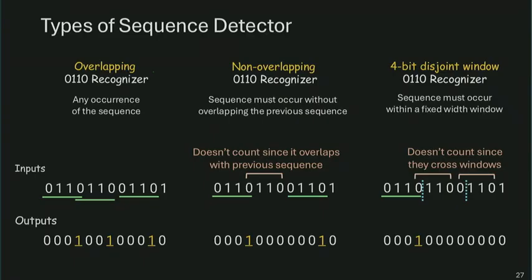There's a different way of specifying pattern detector, which is called disjoint window recognizer. Disjoint window. That means I create a fixed width window, and the pattern must occur within that 4-bit window. Right? In this input pattern, let's say 0110 in a 4-bit disjoint detection mode, that pattern has to appear exactly within the first 4-bit or the second 4-bit or the third 4-bit. When it crosses the 2 windows, it's not identified as a valid pattern. And therefore, the output will be 1 only if the pattern fits exactly within a 4-bit window.